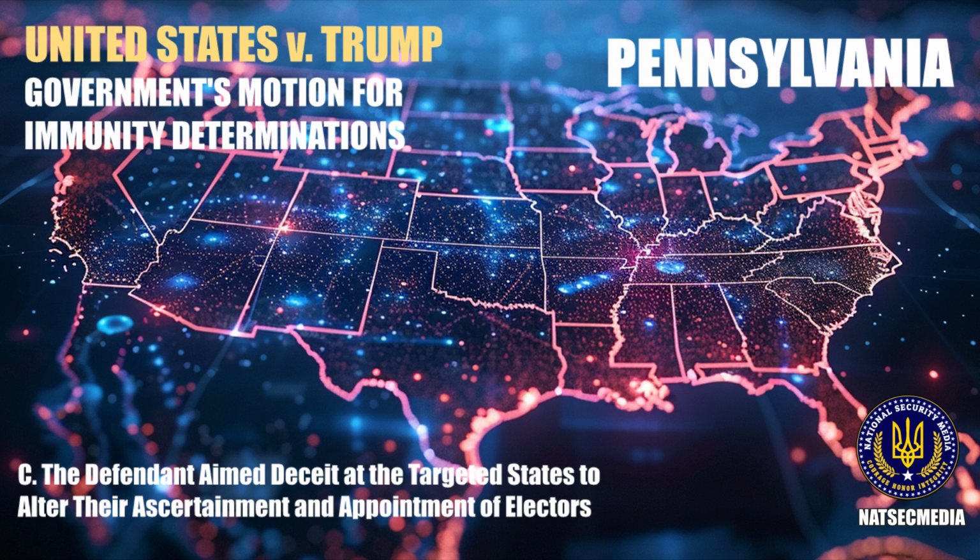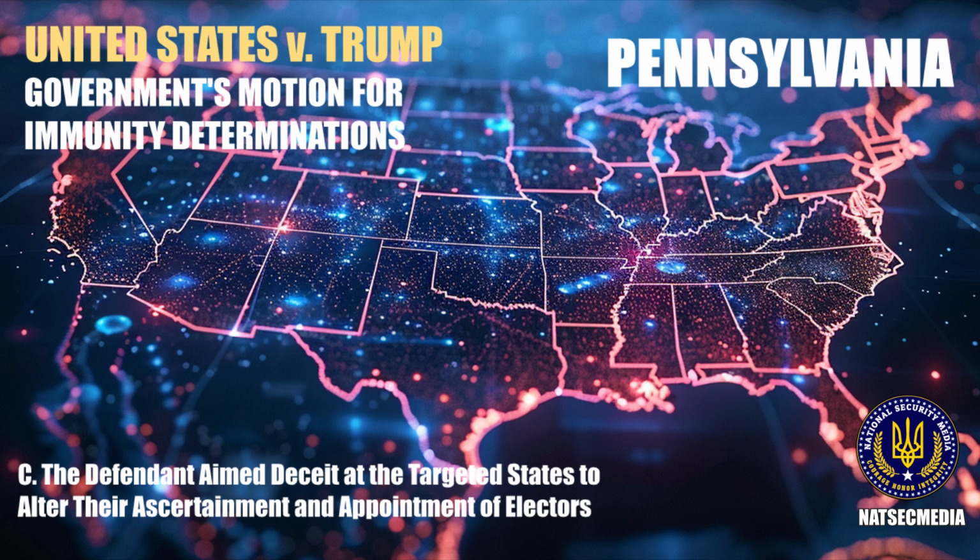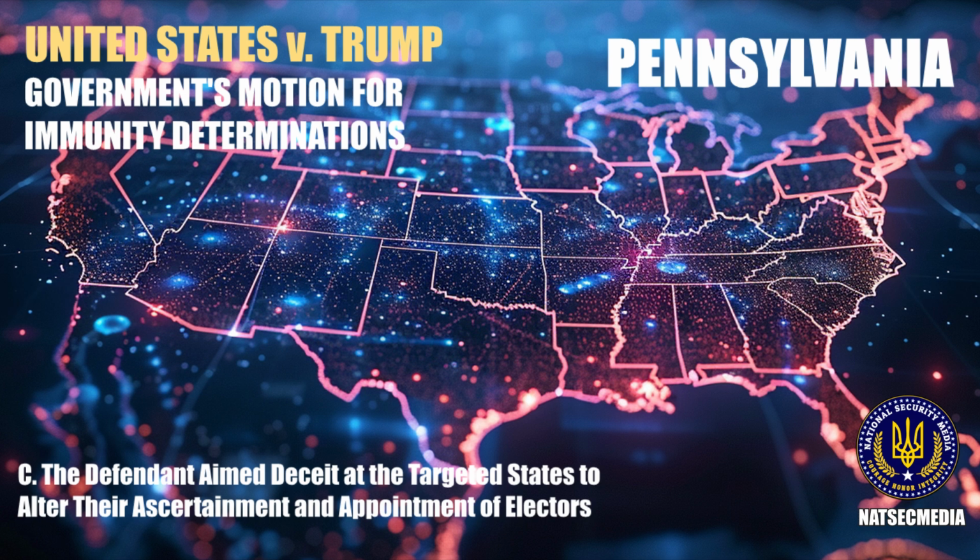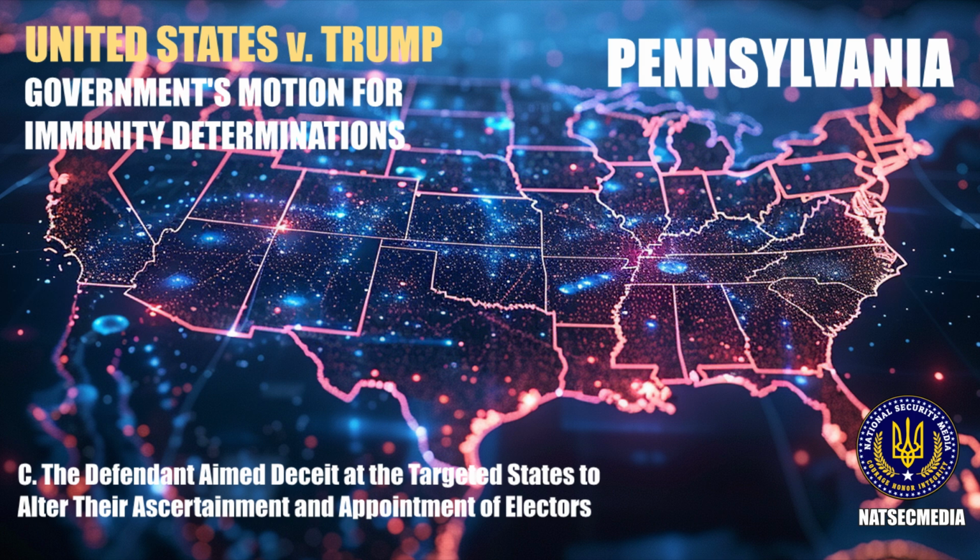On December 3rd, 4 Republican leaders of the Pennsylvania legislature issued a public letter stating that the General Assembly lacked the authority to overturn the popular vote and appoint its own slate of electors, and that doing so would violate the state election code and constitution.